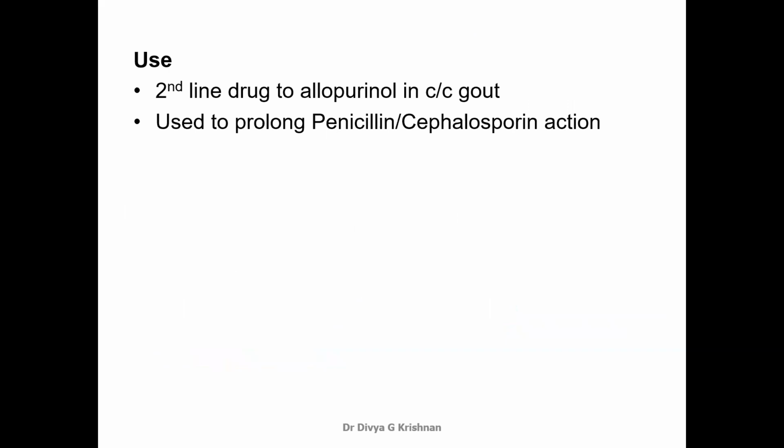It is not only used as a second-line drug in chronic gout, it is often used to prolong the action of penicillin and cephalosporin. And it is also a favorite question of examiners to ask you the rationale why probenecid is added along with penicillin. So the answer is that when probenecid is added to penicillin or cephalosporin, it inhibits the OATP transporter, and thus it inhibits the tubular secretion of penicillin and cephalosporin, which prolongs the action of penicillin or cephalosporin. Now, with that, we have almost come to the end of this topic.